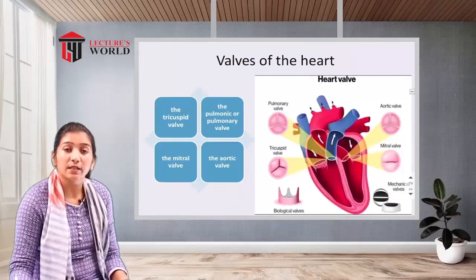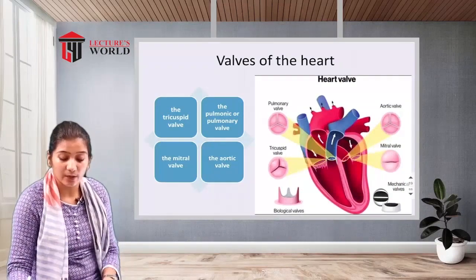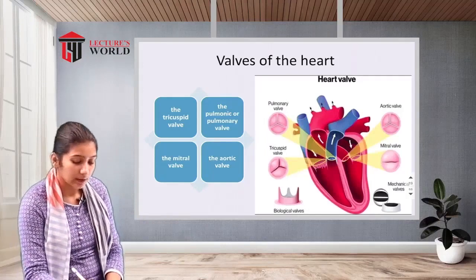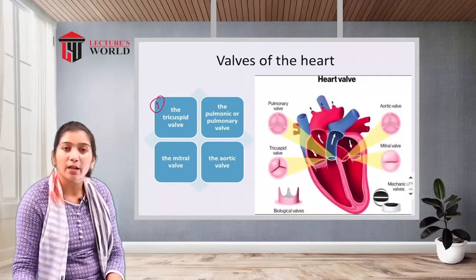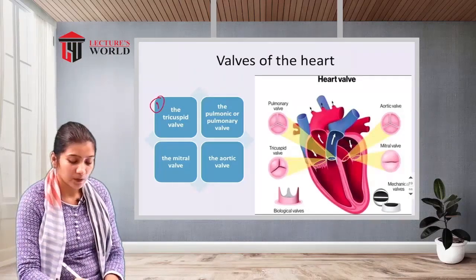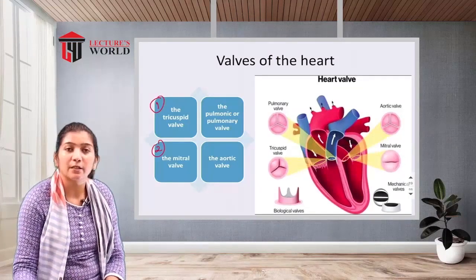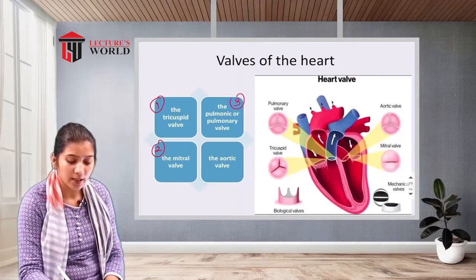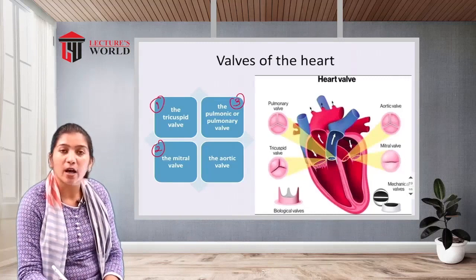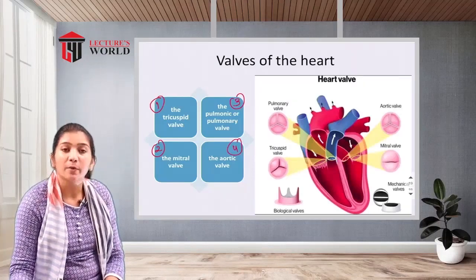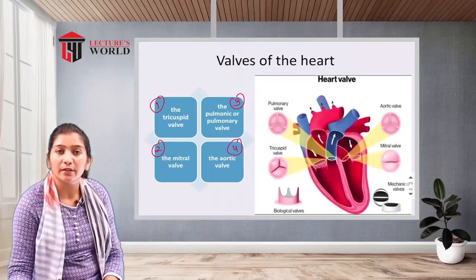As we have seen in the previous slide, there are 4 types of valves present. The first one is the tricuspid valve, which is present between the right atrium and right ventricle. Then the mitral valve, which is present between the left atrium and left ventricle. Third is the pulmonary valve, which is present between the right ventricle and the pulmonary artery. And the aortic valve is present between the left ventricle and the arch of the aorta.